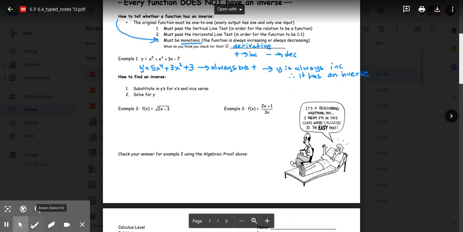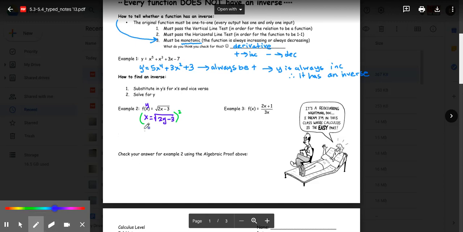So how to find an inverse, what you're going to do is switch the x's and y's and solve for y. So here, this is normally y equals, so we're going to make it x equals square root of 2y minus 3. So we switch the x's and y's, and now we want to solve for y. So to solve for y, you are going to get rid of the square root by squaring both sides.